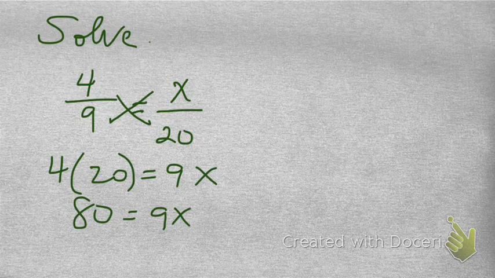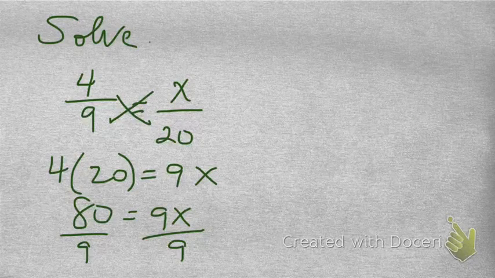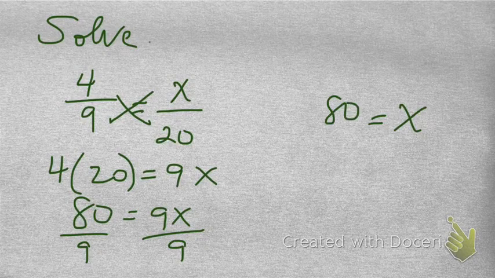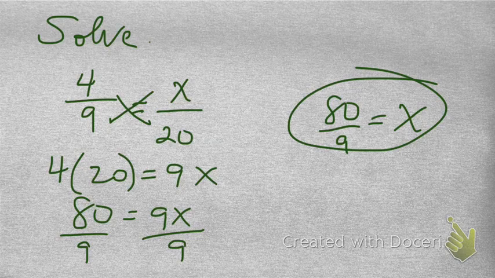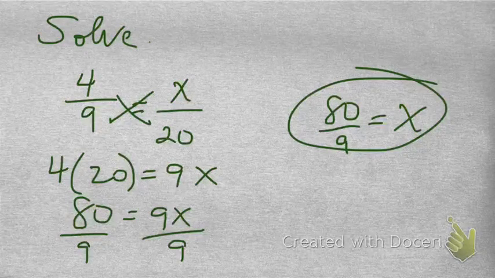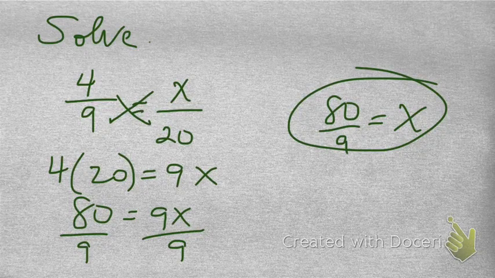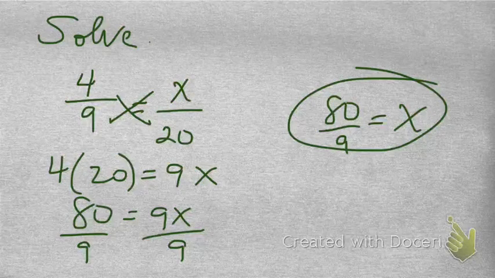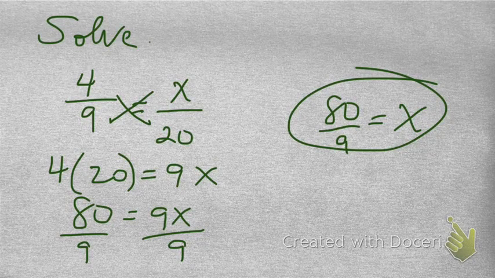We would reverse multiplication with division. We would reduce our answer if we could. That is, we'd cancel a common factor between 80 and 9, but they are relatively prime. So our answer is just 80 ninths. Or you could say that it's 8 and 8 ninths, but 80 ninths will do.